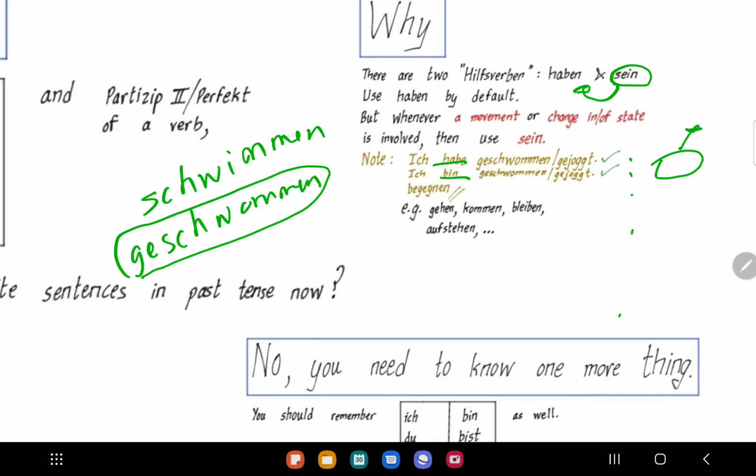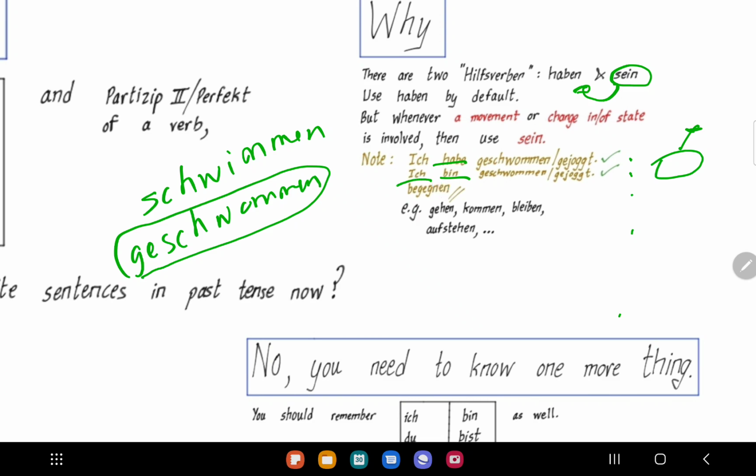But if you specify you swam to some point, you specify to where you swam, then you will have to use sein, because then you're saying you went from one place to another. If you just say you swam, there is no change in movement, right? It's just a movement. You're just swimming. It is as simple as I'm eating, but if you say I swam from one place to another, then you will have to use sein.